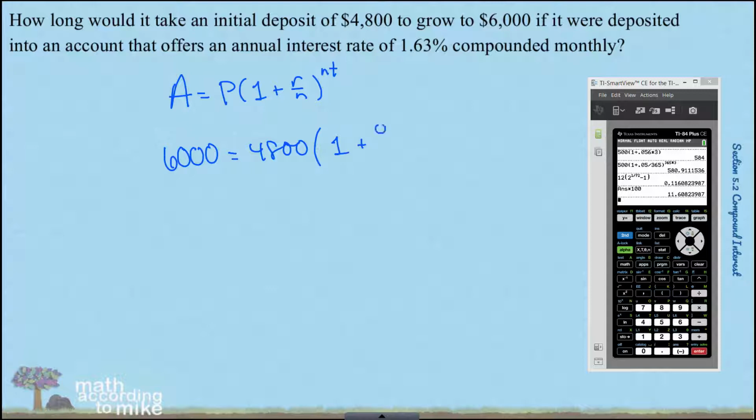Our interest rate is 0.0163 as a decimal. Compounded monthly means 12. And we don't know how long, so we'll say 12t as the exponent. We'll begin by dividing both sides by 4,800.